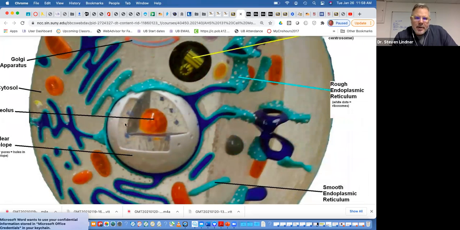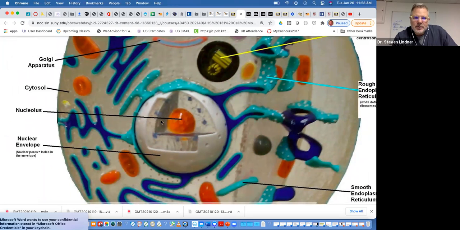Remember, the clear part in the center is the nucleus, with the pit being the nucleolus. The white covering is the nuclear envelope, and then these holes that we see on the nuclear envelope are referred to as nuclear pores. Those are the holes in the envelope.